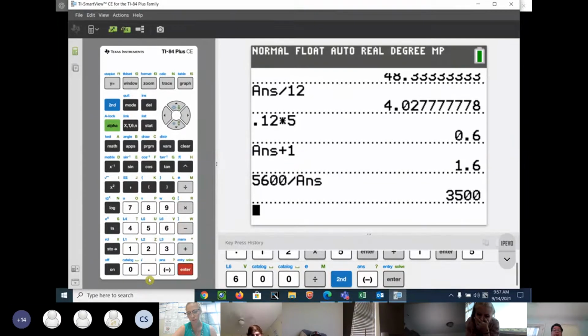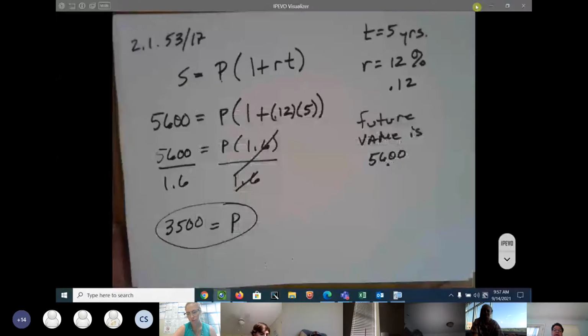Which, if you got a bank paying you 12%, you're not only doing very well, because finding a bank that pays 12% now is unheard of.